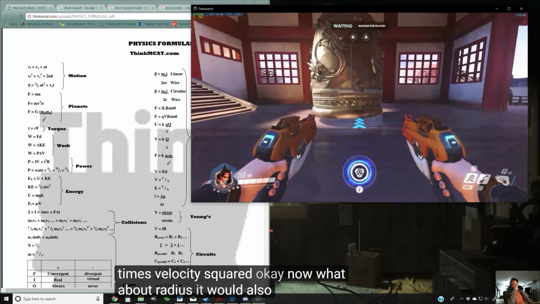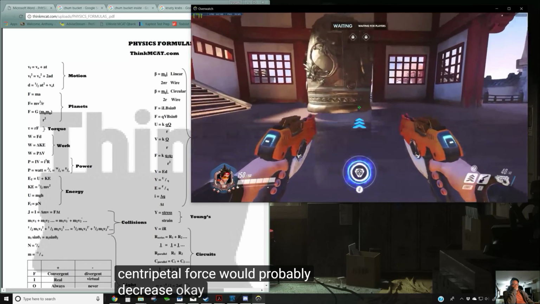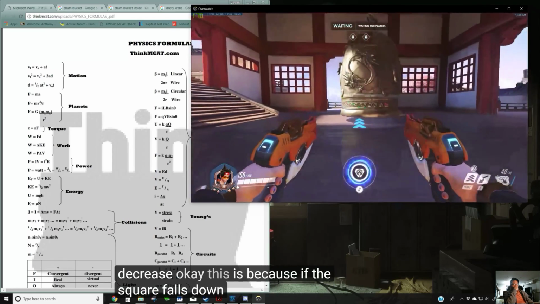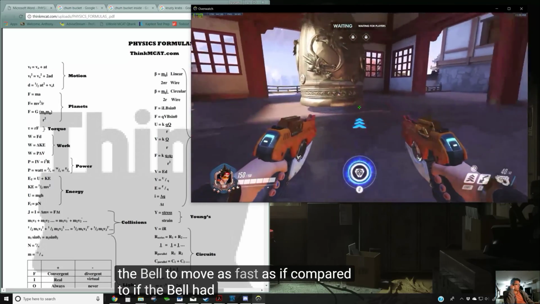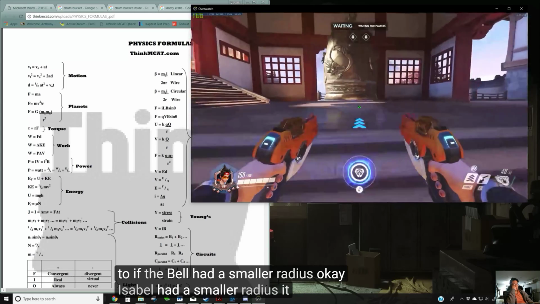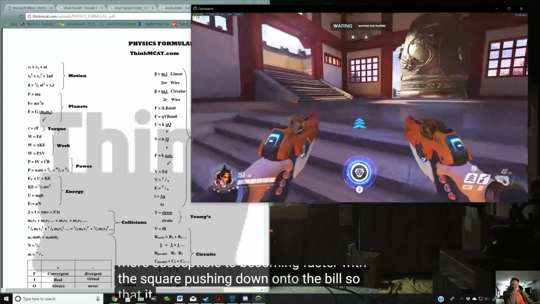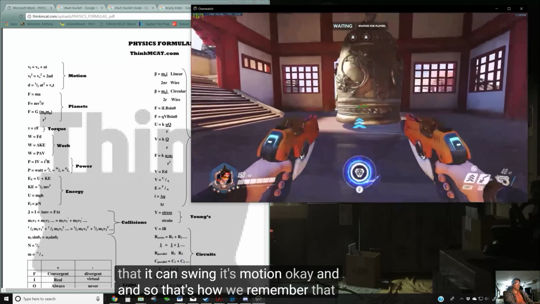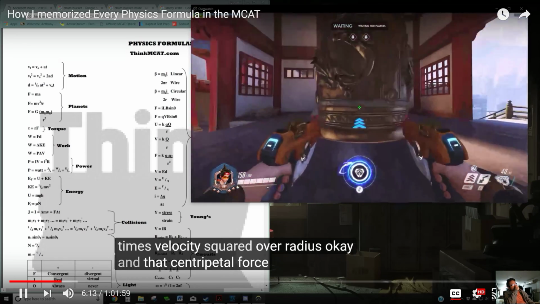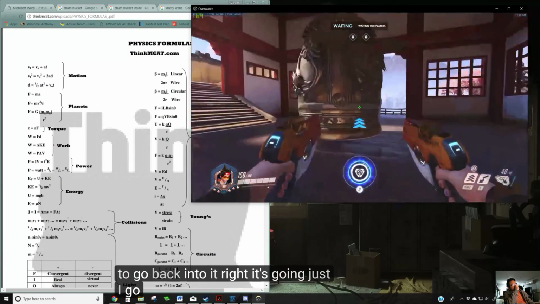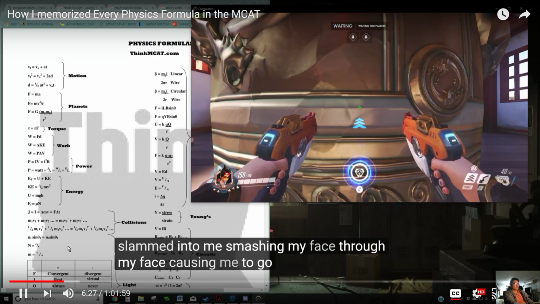Now what about radius? It also makes sense that if the radius increases, the centrifugal force will probably decrease. This is because if the square box falls down, you wouldn't expect the bell to move as fast as compared to if the bell had a smaller radius. If the bell had a smaller radius, it would be more susceptible to becoming faster with the square pushing down onto the bell so that it can swing its motion. That's how we remember that the centrifugal force is equal to the mass times velocity squared over radius. And as I try to go back into it, I go around, and the bell slams into me, smashing my face, causing me to go all the way.